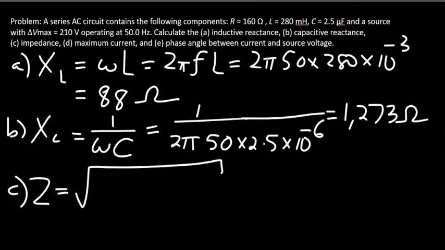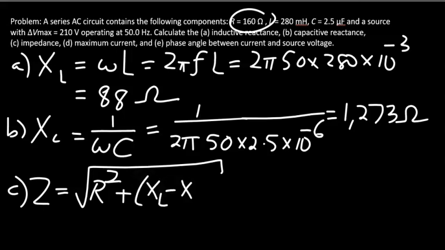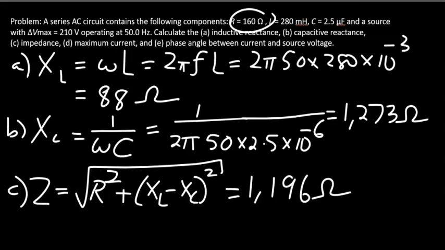Part C, impedance. Impedance can be determined by the following formula, the square root of R squared, where R is the resistance 160 ohms that we are given, plus (XL minus XC) squared, and that's going to be about 1,196 ohms.